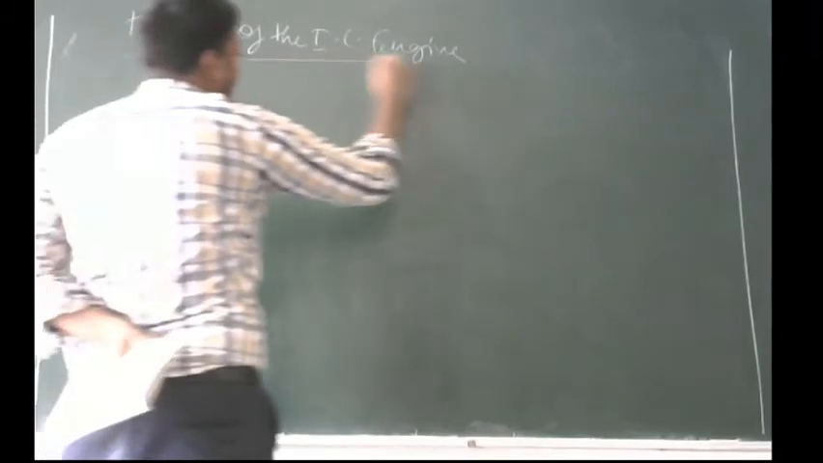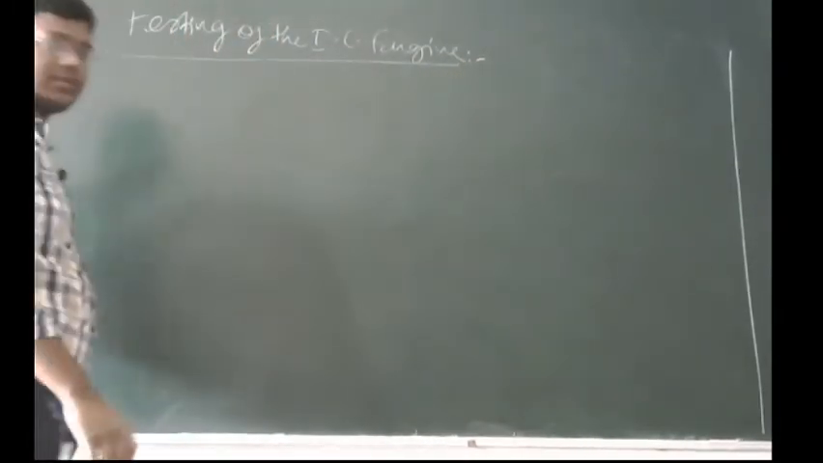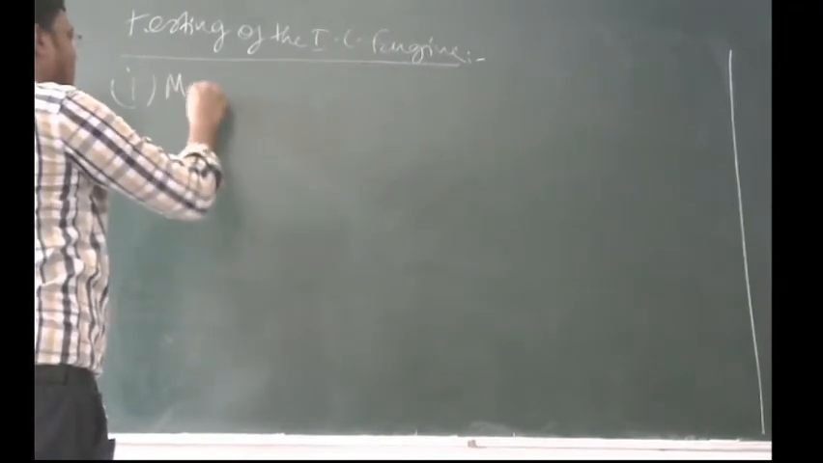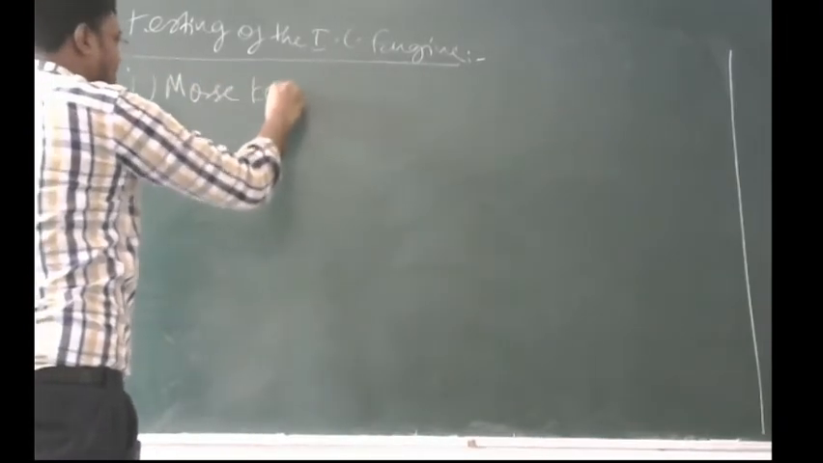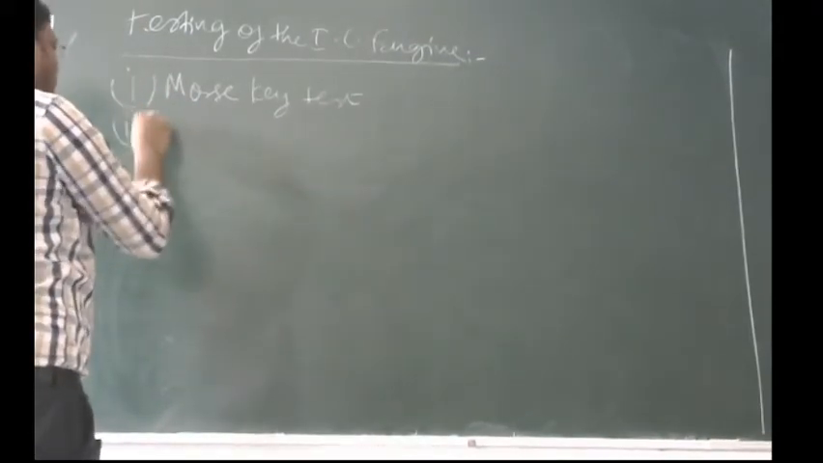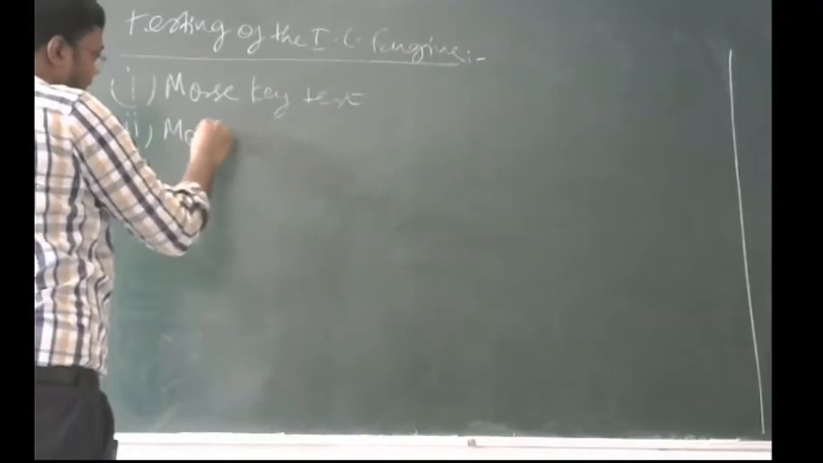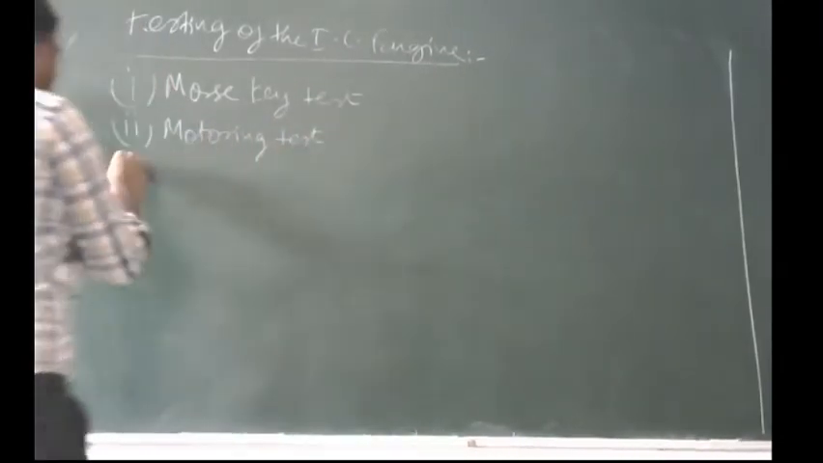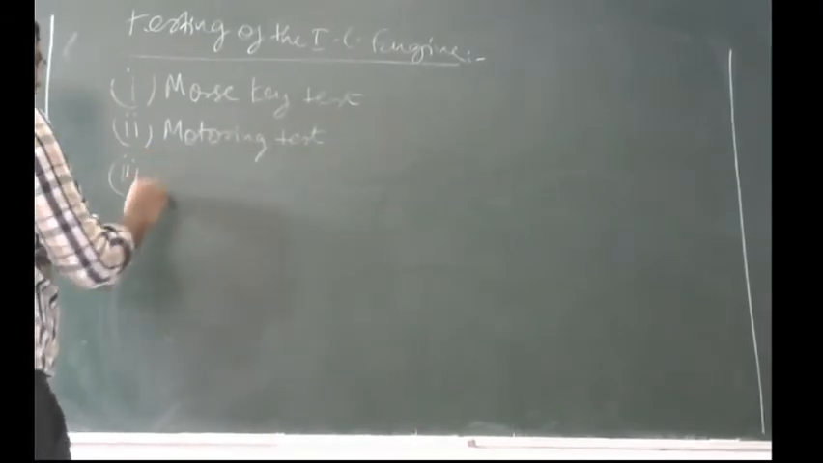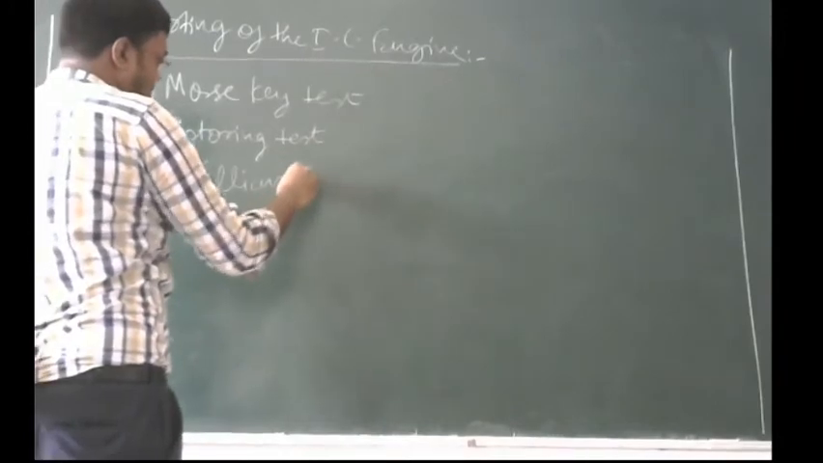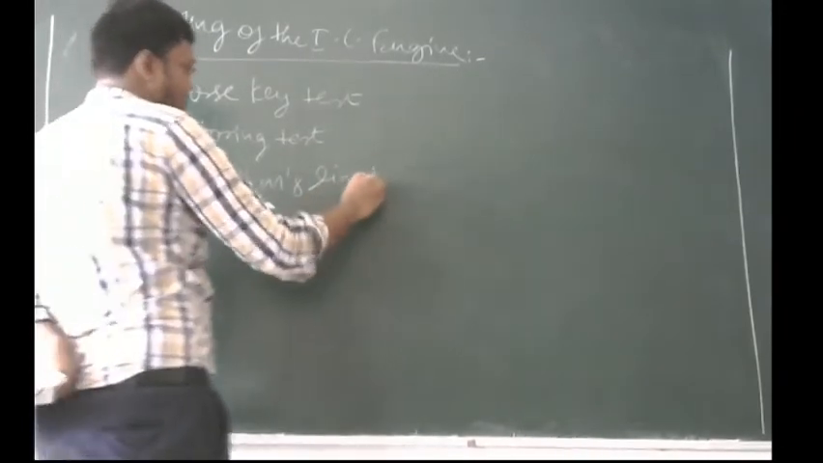I have told you about some testing methods like the Morse key test, second is the motoring test, and third is the Williams line method. So these are some important tests for IC engines.